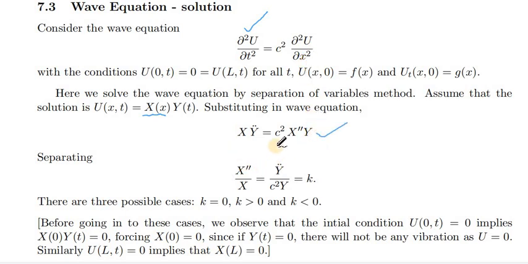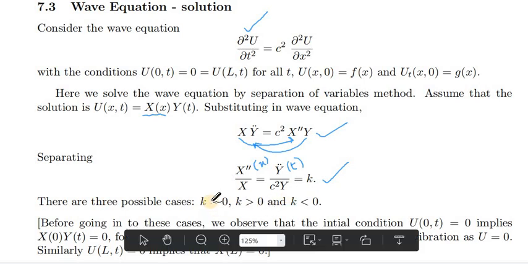Now you separate it into two sides. Since the capital X is a function of small x and capital Y is a function of t, you can separate x to one side and t to the other side. So X double dash by X is equal to Y double dot by c² Y. Since this side contains only x and this side contains only t, and x and t are independent variables, the two expressions should be the same and should be equal to some constant, k. There are three possible cases: k positive, negative, or 0.